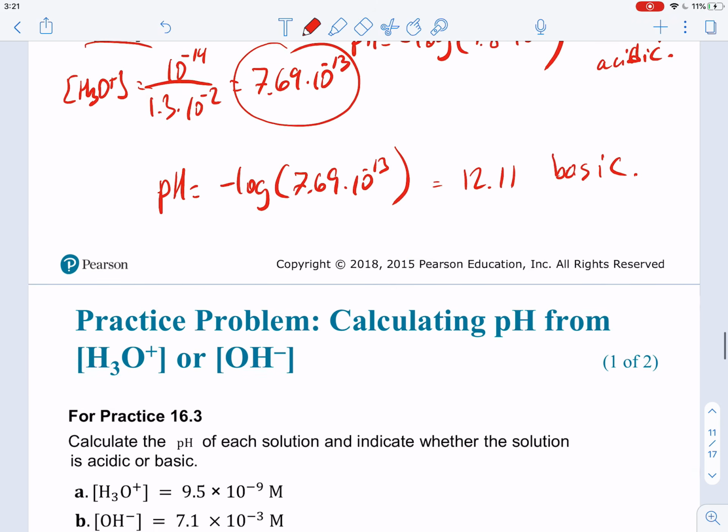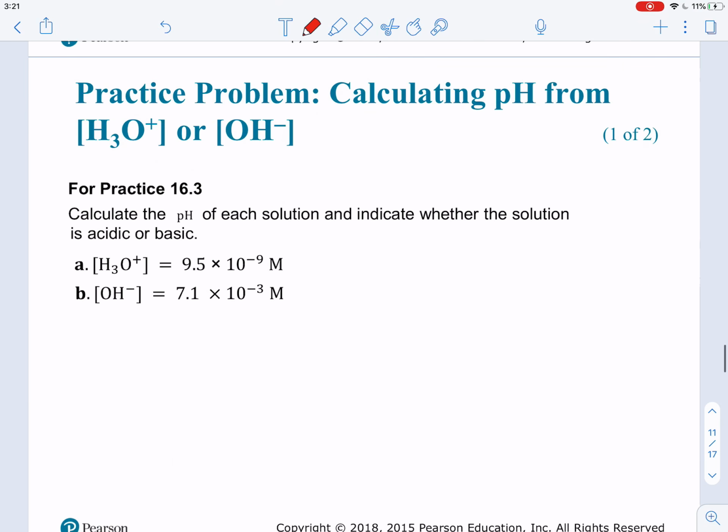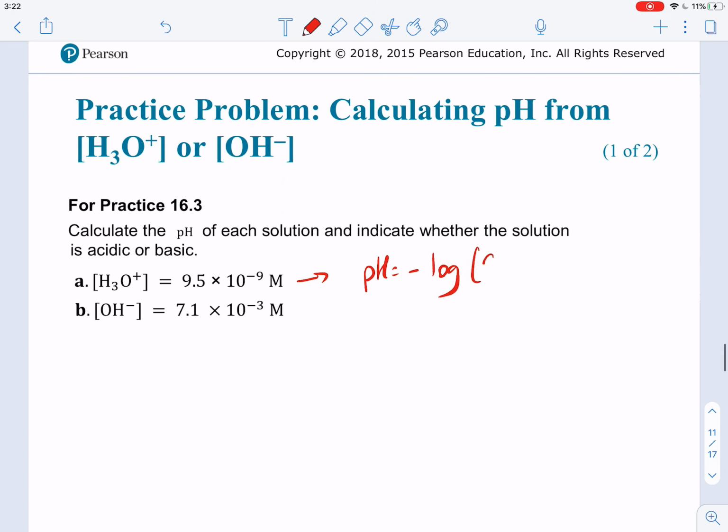In this particular case, it's just, again, plug in the numbers. The pH here is going to be minus log of 9.5 times 10 to the negative 9, and this is going to be equal to 8.02.